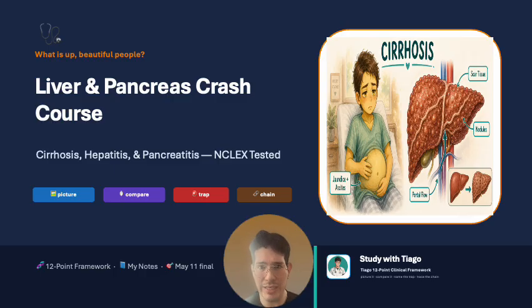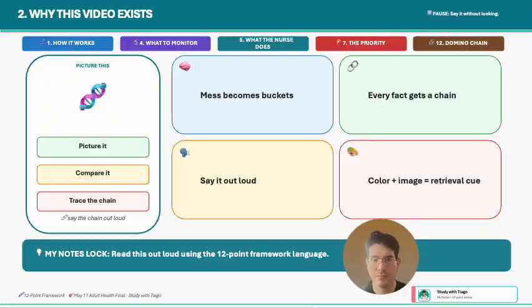Okay, so the point is to watch, pause, look at the visual map, and test yourself instead of just trying to hold the whole liver and pancreas in your head. All right, so let's get into it.